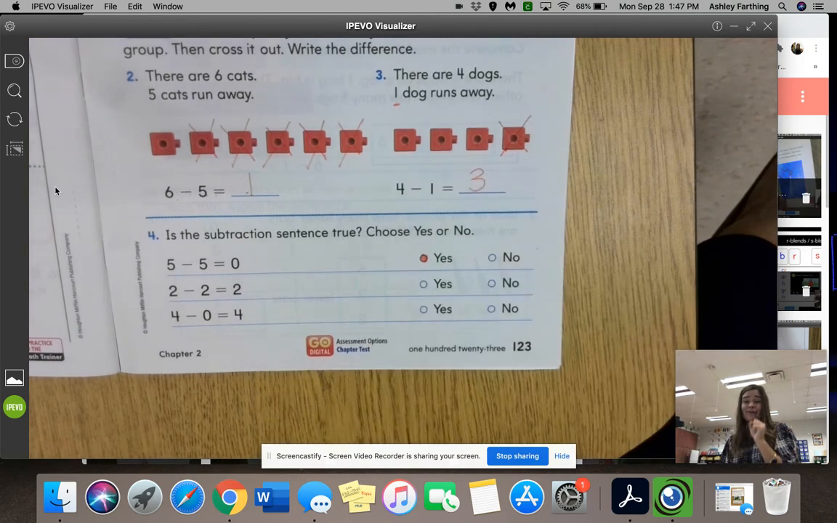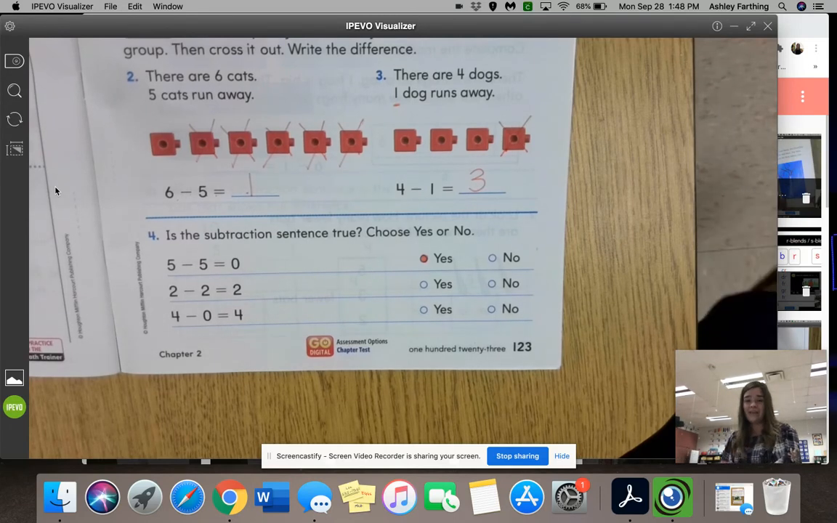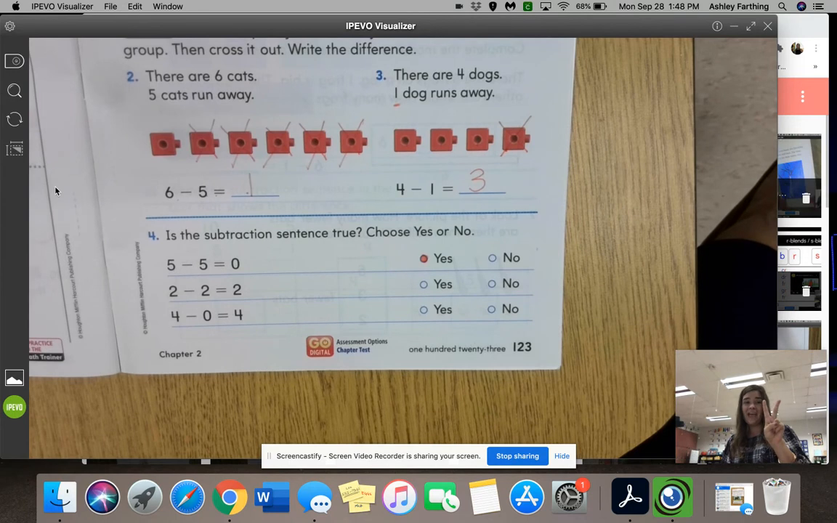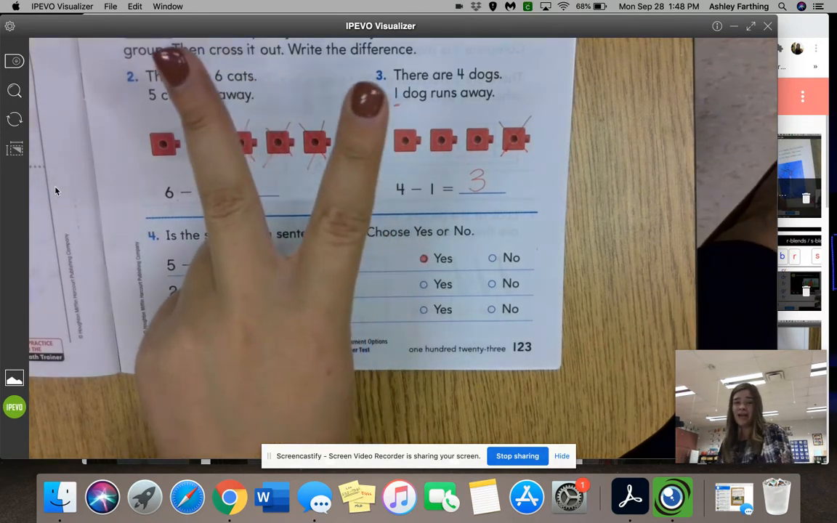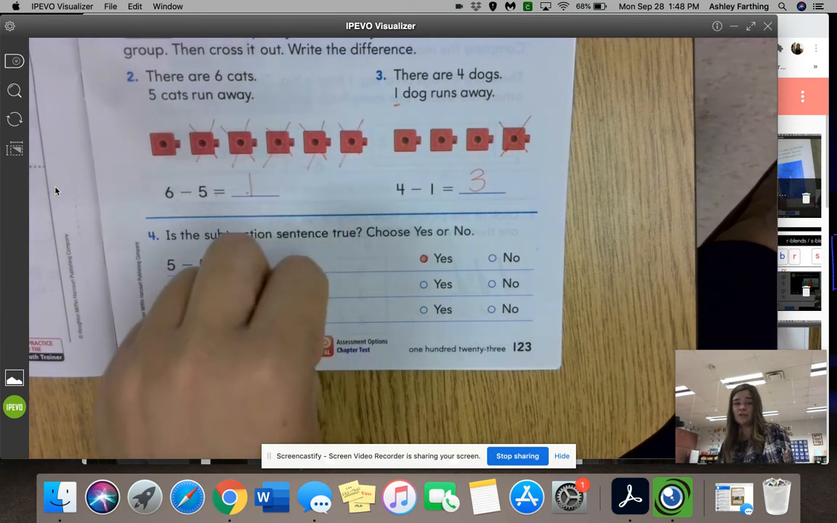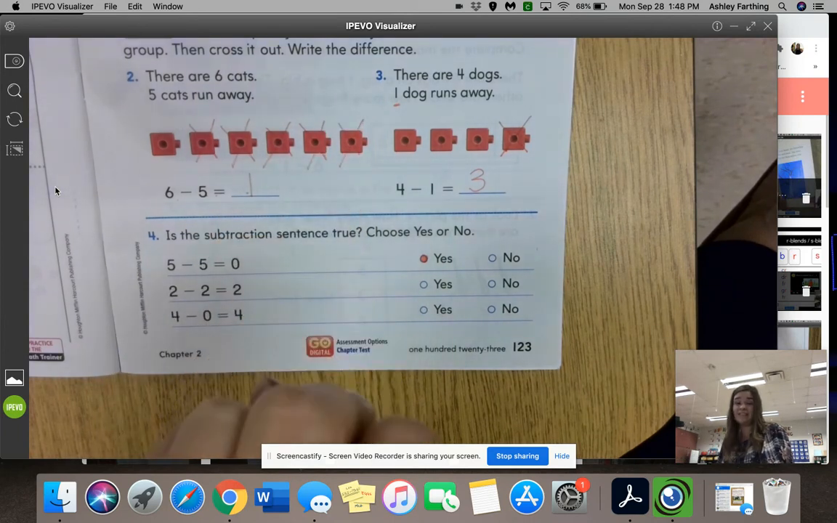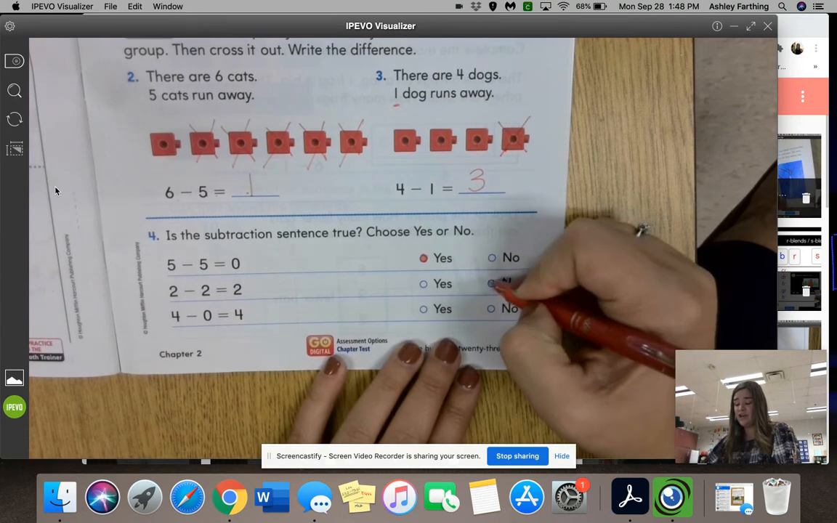You have 0 left. Now the next one says 2 minus 2 equals 2. Let's check that. If you have 2 and you take away 2, does it equal 2? Do you still have 2 left? No, if you have 2 and you take away 1, 2, you do not have 2 left. You have 0 left. So that's a no. That is not true.